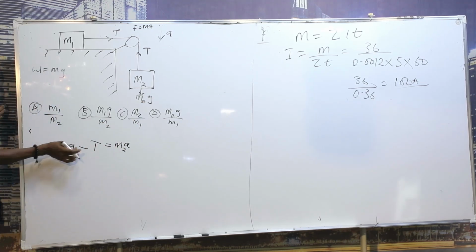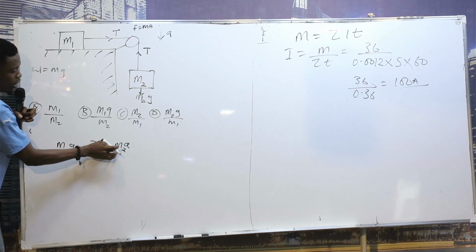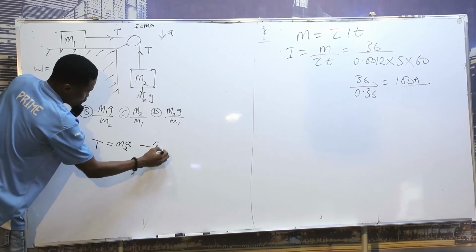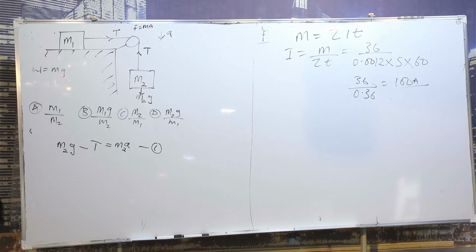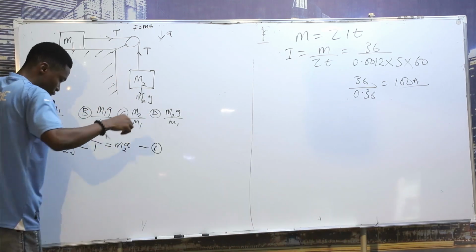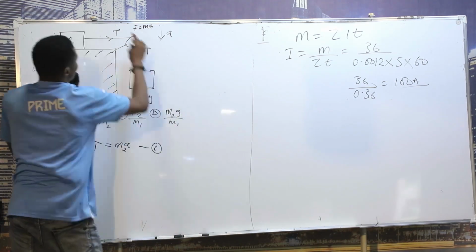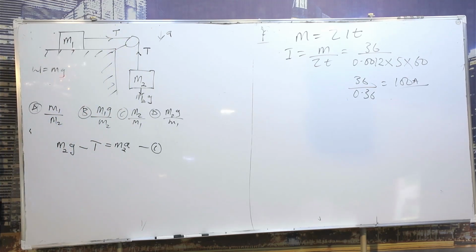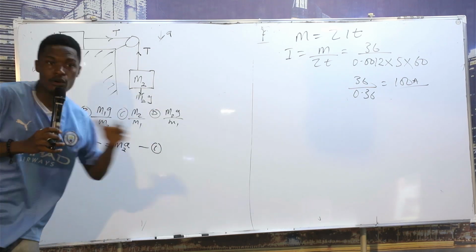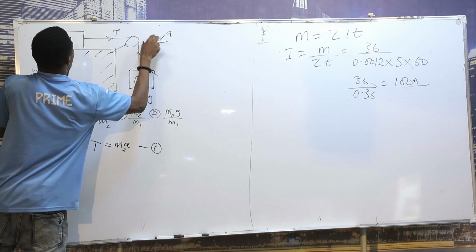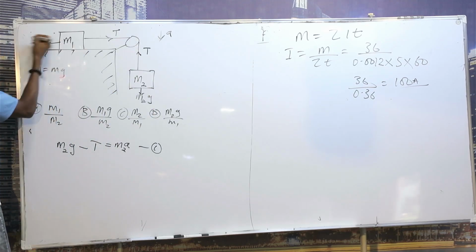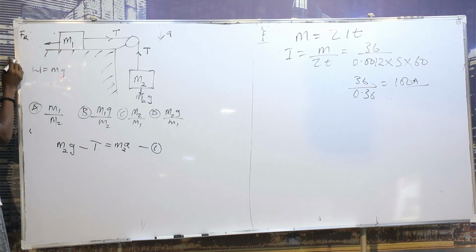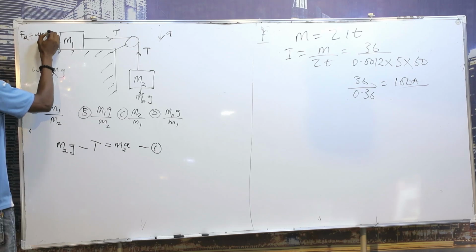So m2g minus T equals m2a. Call this equation 1. Then let's come to the other side, which is the tabletop. Remember, they are asking us for the coefficient of friction, meaning that this table has friction. And from what you know about friction, friction opposes what? If this thing is trying to go like this, friction says you are not going anywhere, you are going back. So Fr, which is frictional force, is mu mg.